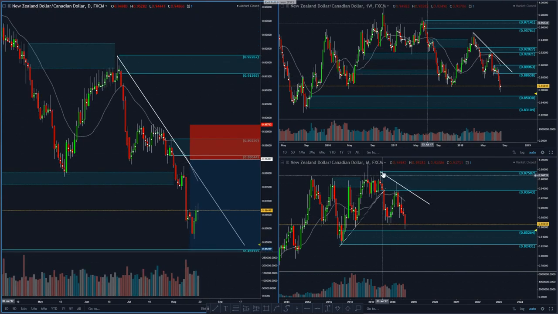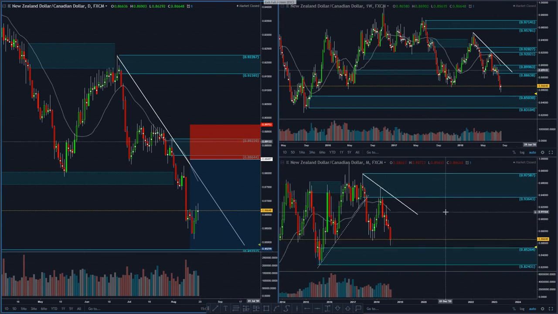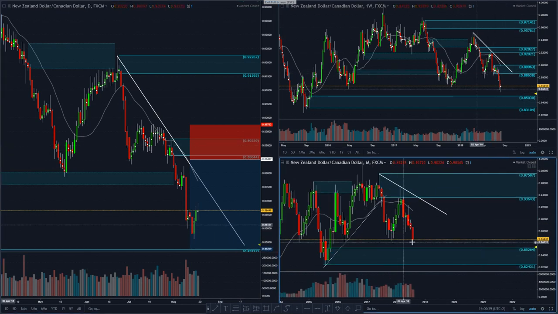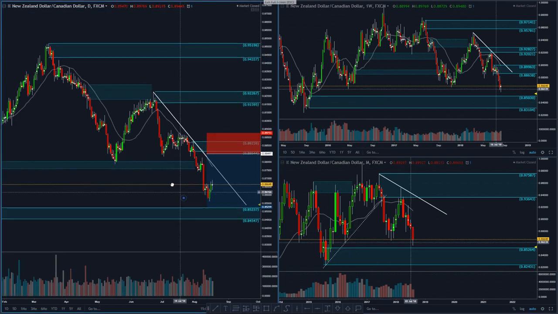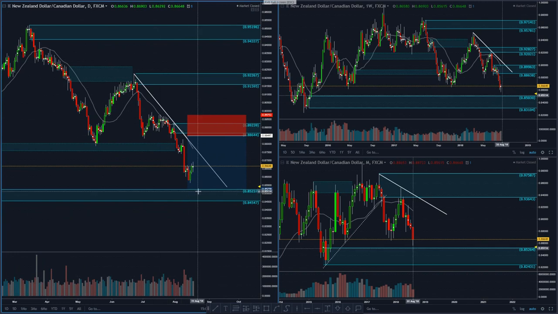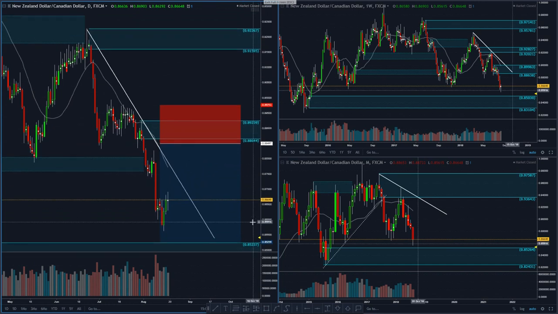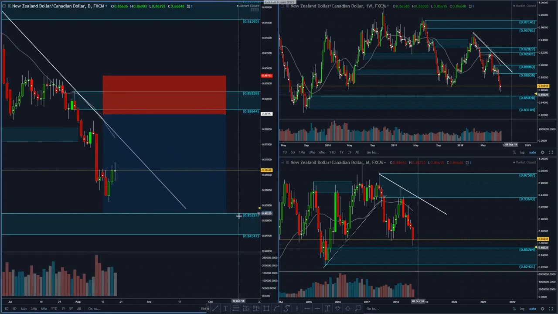This is the New Zealand CAD. So what do we have here? We have a monthly downtrend just right above this demand zone which wasn't tested yet. So it's the fresh one. And it's nested with the weekly zone as well, and it's nested as well with the daily zone. So this is something like a bonus, and this is the extra.